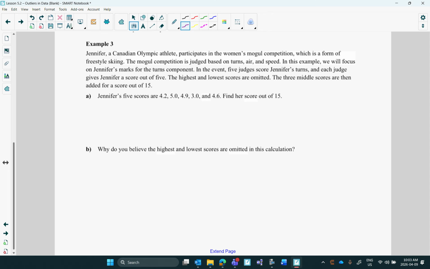But notice that it says the highest and lowest scores are omitted. And then the 3 middle scores are then added for a score out of 15. So which scores would be omitted? 5. Right. So it would be 4.2 plus 4.9 plus 4.6, which gives us 13.7 out of 15.